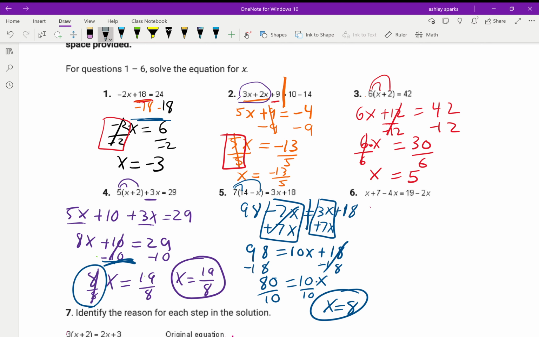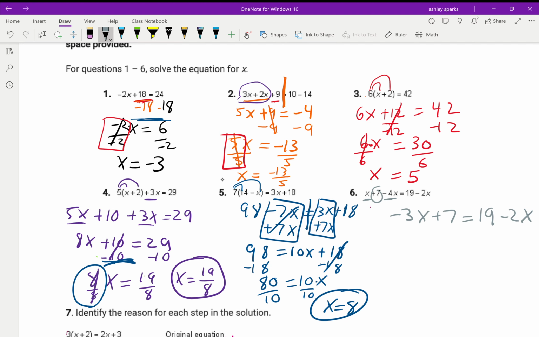And this one, we're almost there, guys. I promise, a little long, but hopefully this helps you kind of guide yourself through these. What I notice here is that on the left side, I have both x and -4x. Because they're on the same side, I'm going to start with combining them. So x minus 4x is -3x. That 7x in the middle here, he's still hanging on, so plus 7x equals 19 minus 2x.